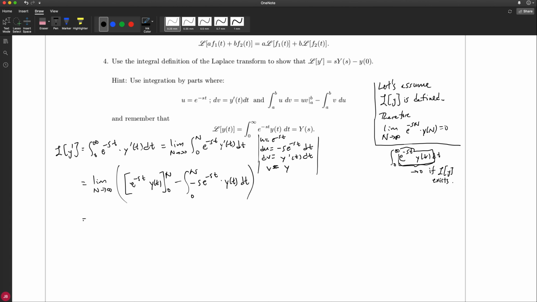All right, so let's evaluate. We get the limit as capital N goes to infinity. Plug in n, you get e to the minus s n y of n. Oh, that looks familiar. Minus e to the 0 times y of 0. And now notice here we have a plus. And furthermore, s with respect to this integral is constant. So I'm actually going to factor out just the s.